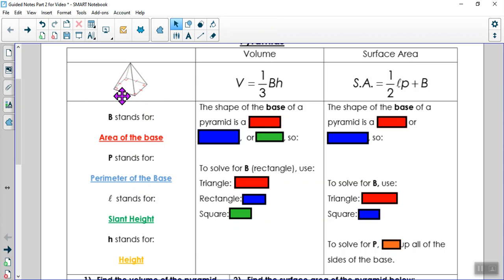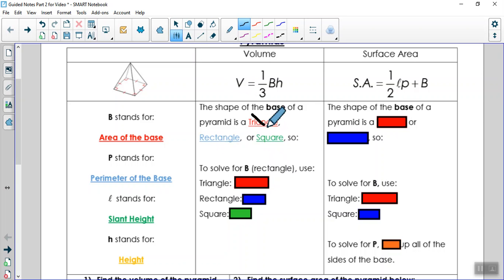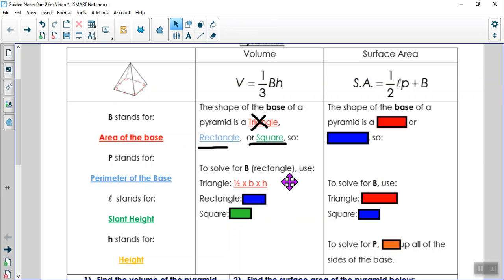Okay, so now that we know what our variables stand for, just a couple of things. The shape of this pyramid is a square, which sometimes the base is a square, sometimes it's a rectangle, and then sometimes it's a triangle. So it could be all three of these. This year, you're not going to see ones that are triangles, but you will see ones that are rectangles or squares. But just know that in the future, you could have a pyramid that has a triangle for a base. Okay. If it was a triangle, again, B is the area of the base. To find the area of that triangle, it'd be 1/2 times base times height.